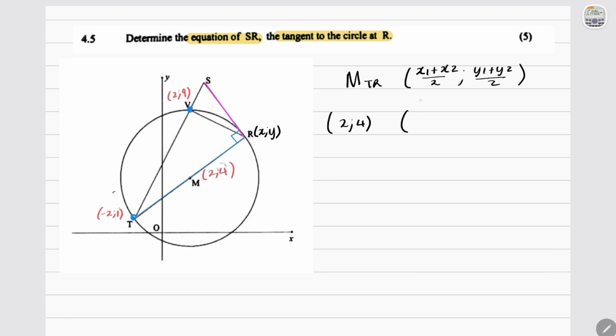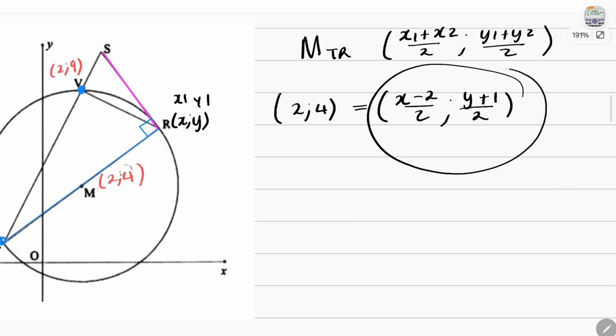And then to actually calculate the midpoint, we'll say this is X1, this is X2, Y1, and this is Y2. So this is X plus -2, which is just X minus 2 over 2. And then we have Y plus 1 over 2. These two are equal because this is just the calculation for the midpoint of TR, and this is the actual midpoint of TR.